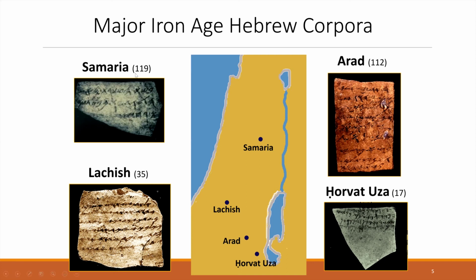For example, in Samaria, we have only 119 texts, in Arad 112, and so on and so forth, but this is the information that we have. So we decided to do something with those texts. Because of the amount of text that we have, we couldn't use deep learning, which was just evolving at that time, but we decided to implement and develop tools from pattern recognition and statistical analysis to answer the questions.